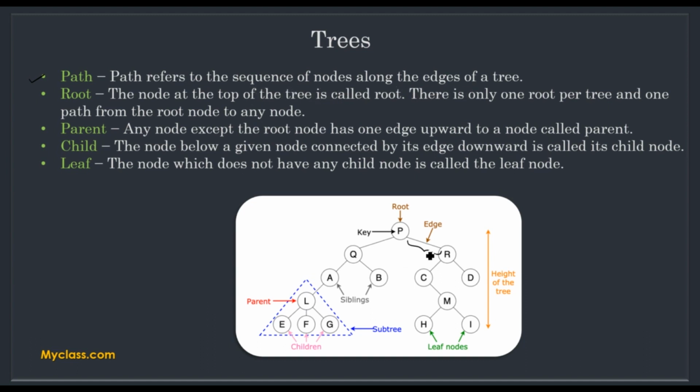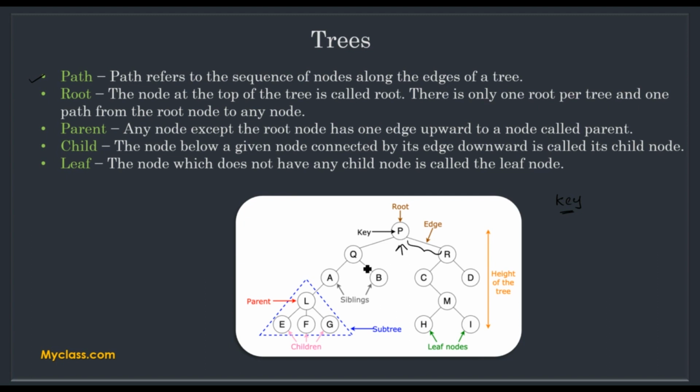We have already said that the tree consists of nodes. These round shaped things we call nodes. In these nodes, the information is stored. This information we call keys. So the information in all our nodes we call keys, and each node also consists of references to other nodes. So first we are looking at the path.